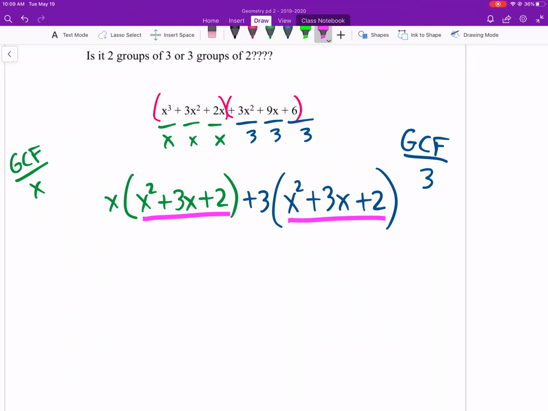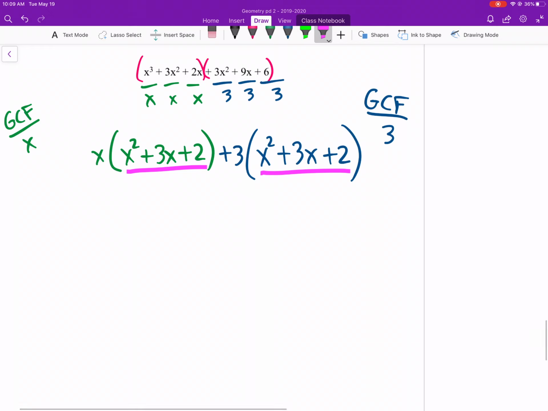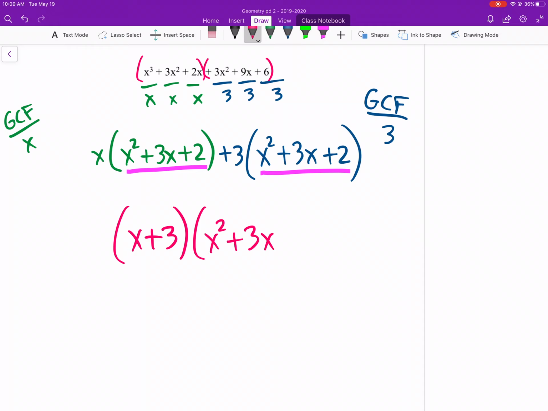I challenge you to go back and break it up into 3 groups of 2 and start dividing out, and you're going to see that you don't end up with the same thing in parentheses. But now, remember, we're not done. X plus 3, the GCFs, get a set of parentheses, and the common expression there also gets a set of parentheses. Now, are we done? Not quite, because we have standard AM factoring left. That's a nice trinomial that can be factored with AM.